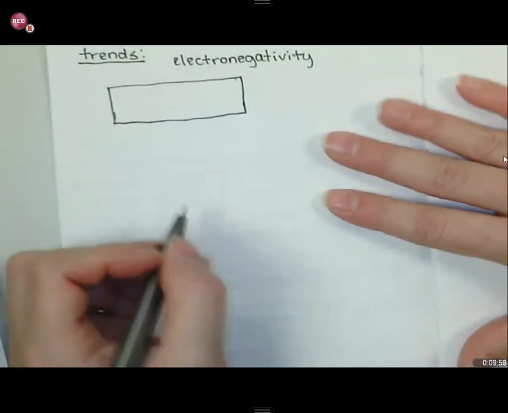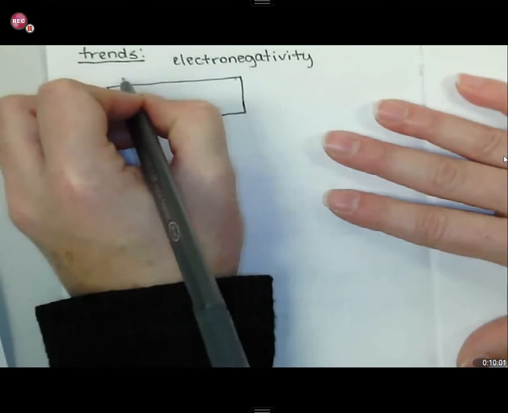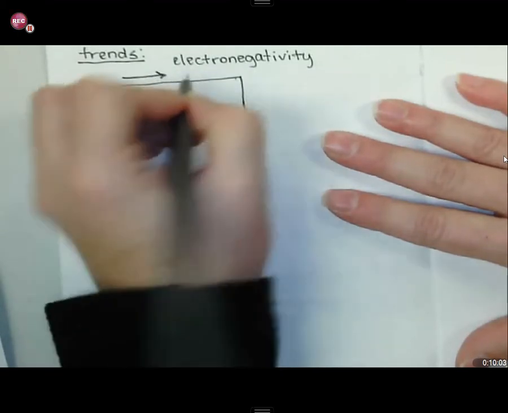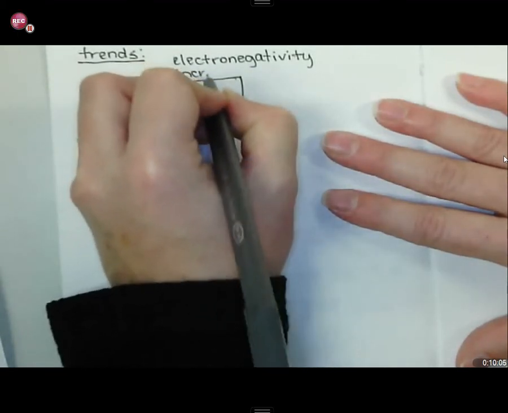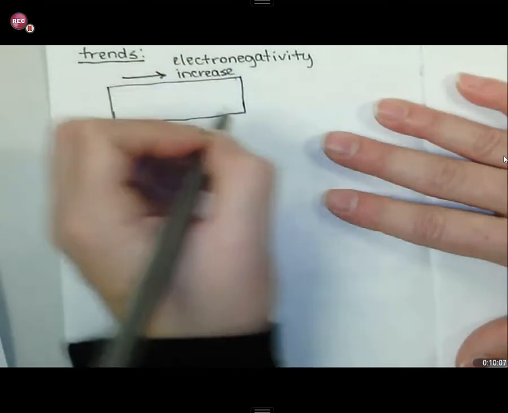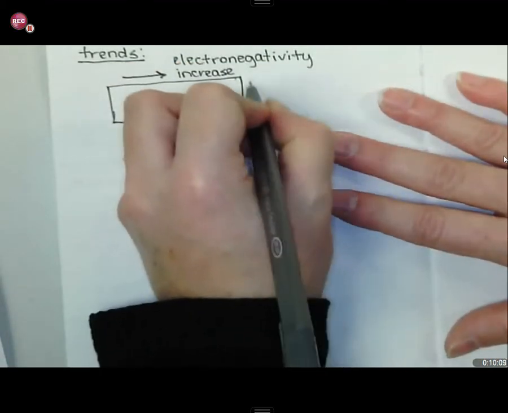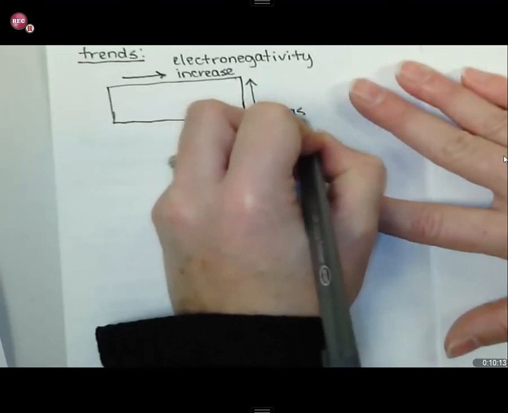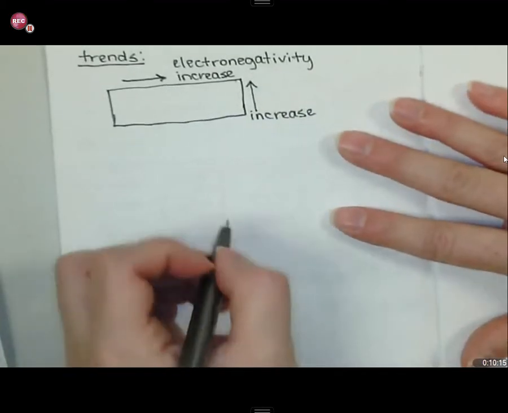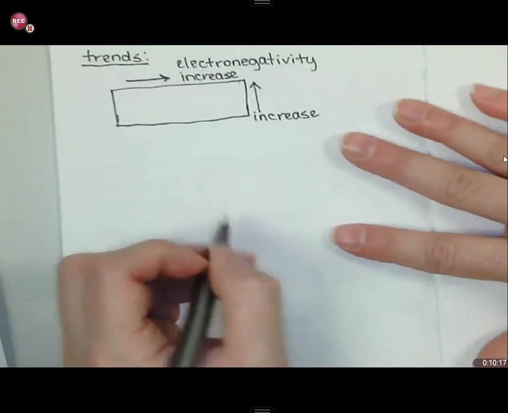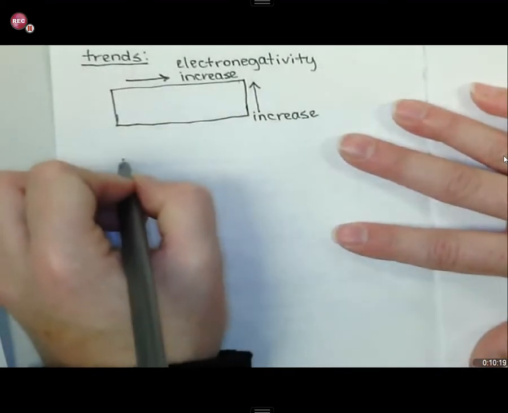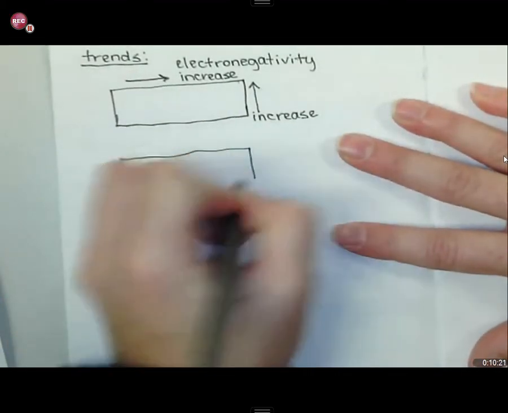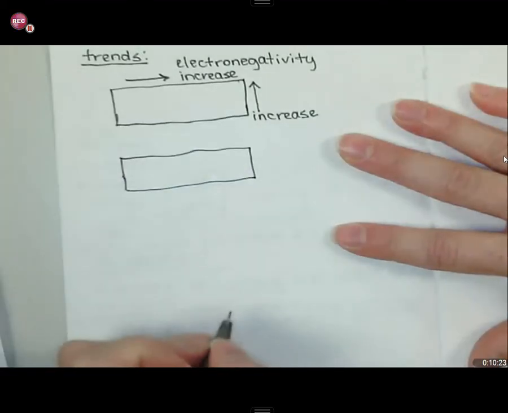My electronegativity is going to increase as we go this way, and it's going to increase as we go this way. Then I'm going to do another periodic table, not really though, a rough sketch.